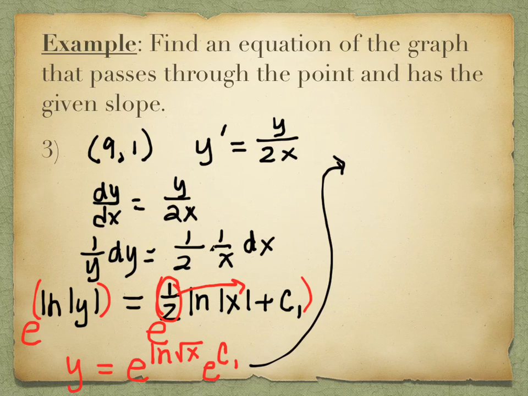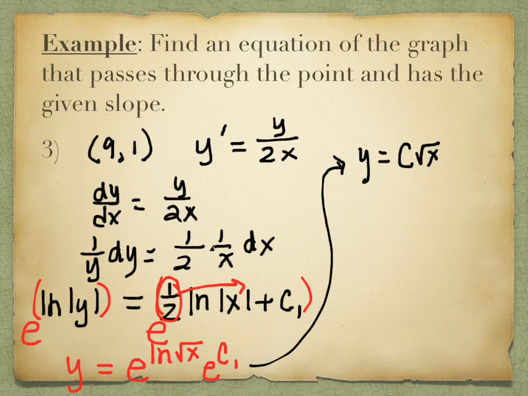All right, so taking this problem then, I've got y equals what? What happens to the e to the ln of square root of x? Leaving me with square root of x. What about the e to the c1? That's just c. Can I write that in front of my square root of x? Sure. So this is c square root of x.